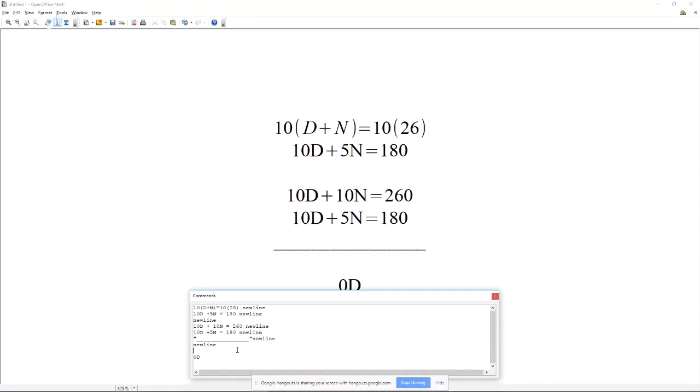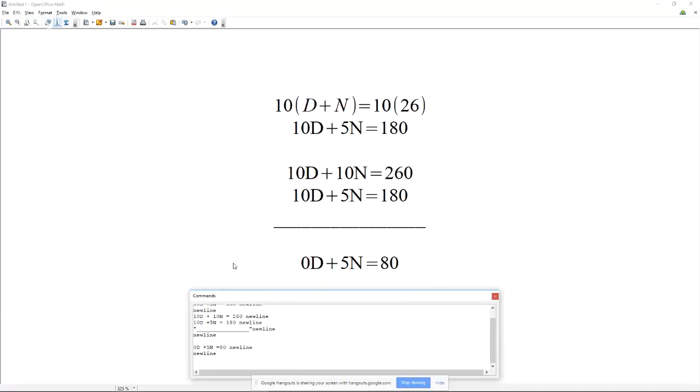Okay, so my d's are going to go away, obviously, here. 10n minus 5n is 5n, right? And then 260 minus 180, which is going to be 80. Excellent. And this is just showing you how this would work if you just do it like this. I'm just going to eliminate the d. Okay, just get rid of it. So it's going to be 5n equals 80.